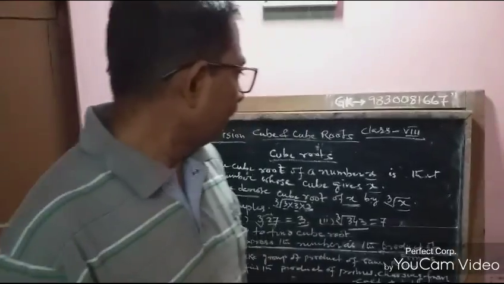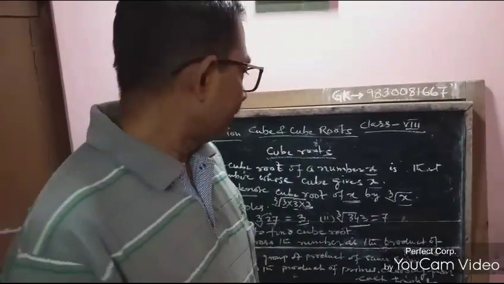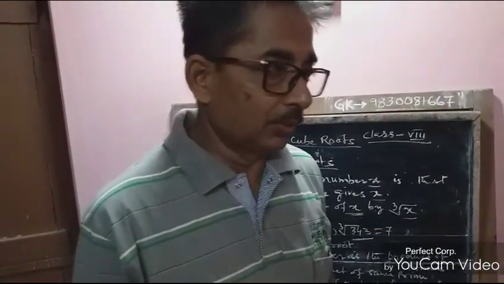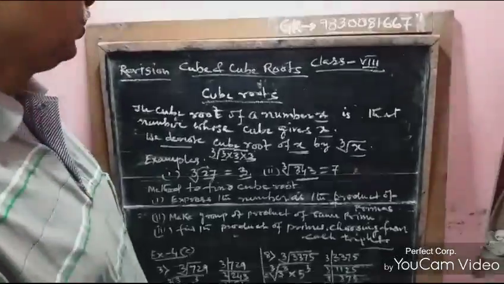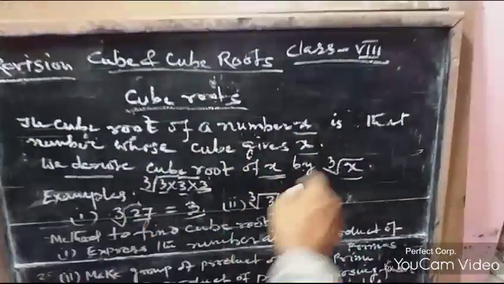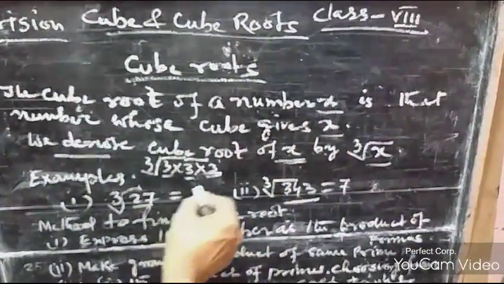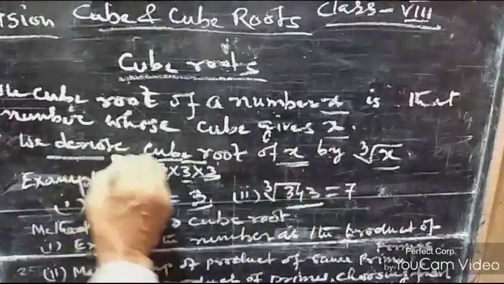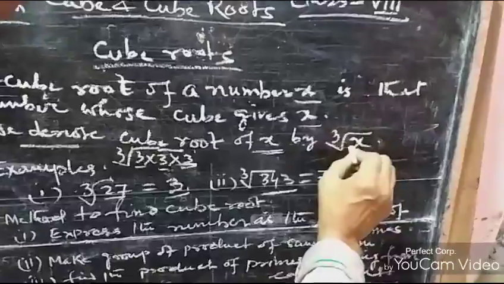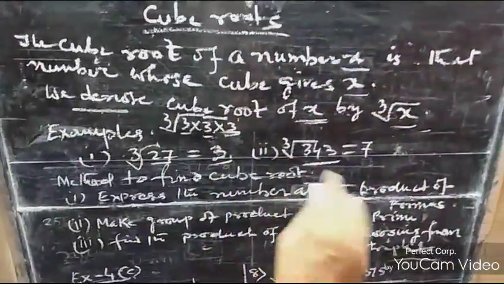Today we will continue the cube and cube root chapter, and in this video you will learn how to find the cube root. What is a cube root actually? The cube root of a number, suppose x, is that number whose cube gives x. We denote the cube root with this symbol, the cube root of x. Why is this called the cube root?